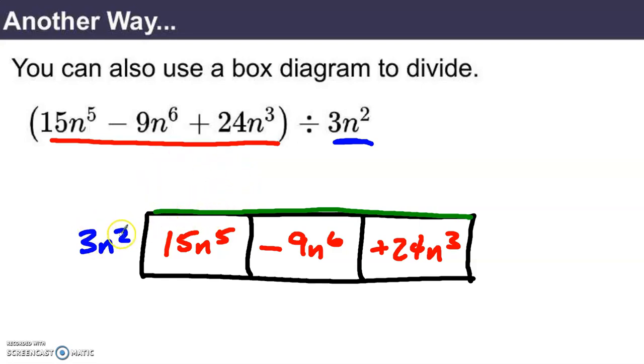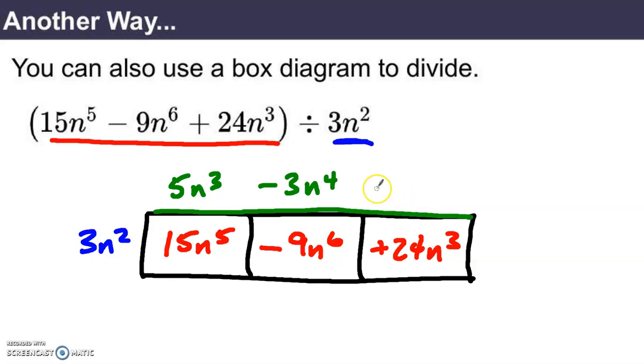What could you multiply by 3n squared to get 15n to the 5th? I think it's got to be 5. 5 times 3 is 15. If I need n to the 5th, and this is n squared, I need n cubed here. And a quick check, 5n cubed times 3n squared is 15n to the 5th. What goes here? Well, to multiply by 3n squared to get negative 9n to the 6th, I need negative 3. Negative 3 times positive 3 is negative 9. I also need n to the 4th power, because n to the 4th times n squared is n to the 6th.